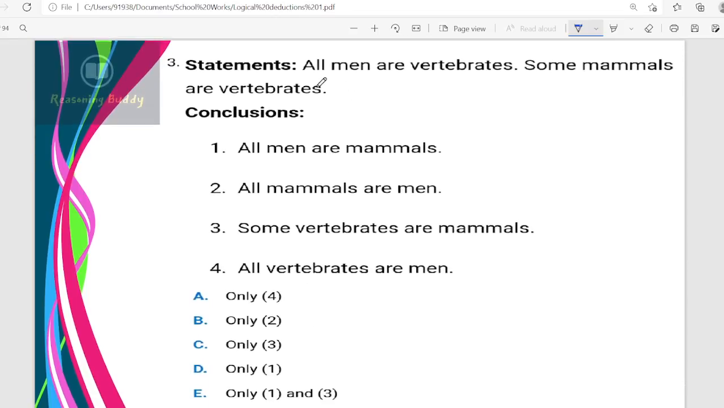Okay, all the men are vertebrates. Some mammals are vertebrates. So the common term is vertebrates, but here vertebrates is not distributed in both. So there will be no conclusion. I have told you that method, but that method is applicable only if there will be some in the question.